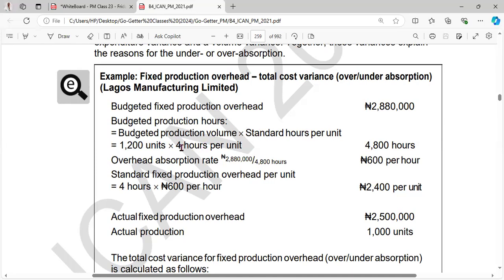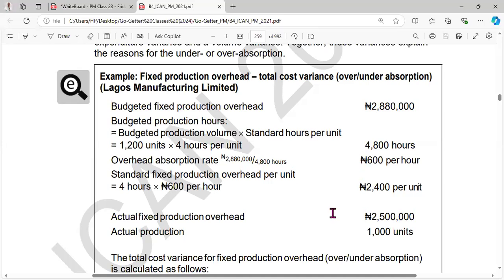That means when you multiply these two, you get 4,800 hours. Now, you need to look at the overhead absorption rate. How will you get the overhead absorption rate? You look at the number of hours and the budgeted overhead production, fixed production overhead. So this is the overhead divided by the budgeted level of activity. Budgeted cost divided by budgeted level of activity gives you 600 naira per hour. So it is this 600 naira per hour that is the overhead absorption rate. This is the standard rate to use.